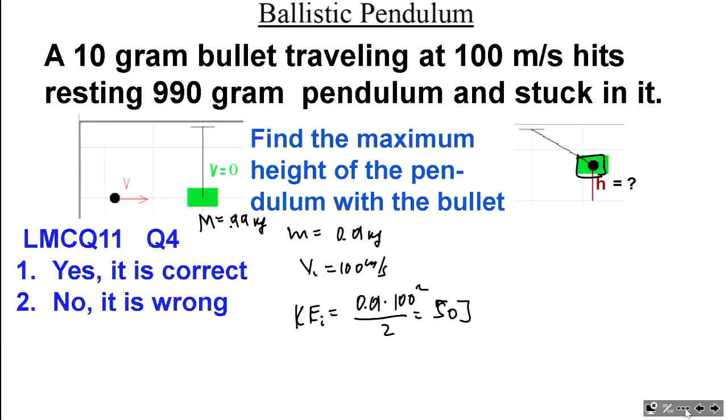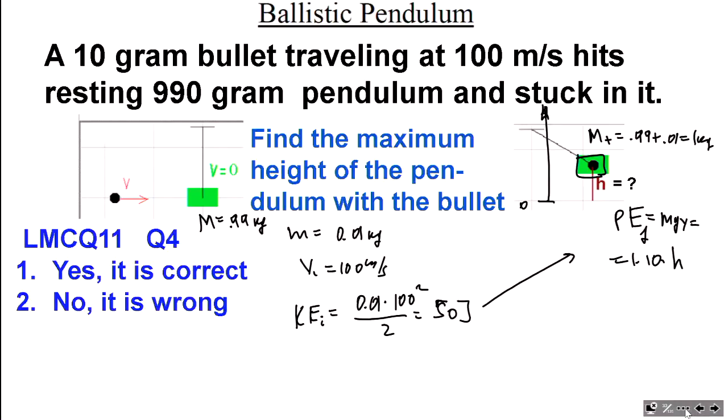And when the bullet is stuck inside the pendulum, they form one object with total mass. I have no M left. All right, M total will be equal to 0.99 plus 0.01, which is 1 kilogram. And the energy of this pendulum is potential energy. Let's calculate it above the ground, which will be equal to mgy, or 1 kilogram times 10 times the height we are looking for. And now that's the final potential energy. Now the energy is getting transferred, so 50 should be equal to 10 times h. H equals 50 over 10, 5 meters.